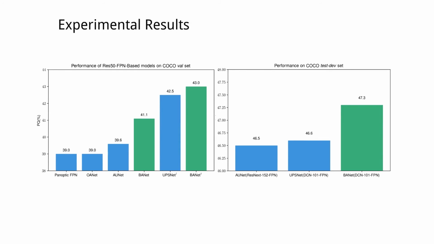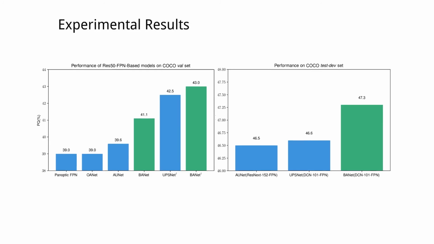We train our models on the COCO train set and evaluate on val and test-dev. The left picture gives the performance of ResNet-50 FPN-based models. The dagger symbol indicates whether deformable convolutions are used. Our model surpasses previous methods under the same circumstances. The right picture shows results on COCO test-dev. Our model outperforms UPSNet by 0.7 percentage points under the same training setting.